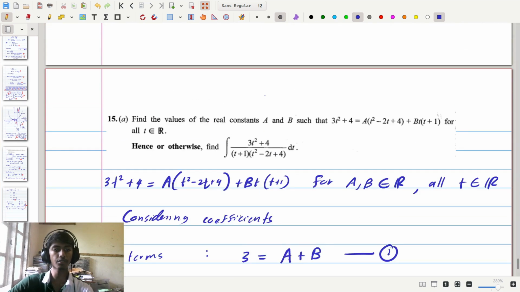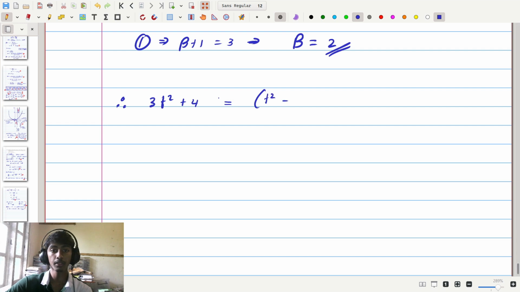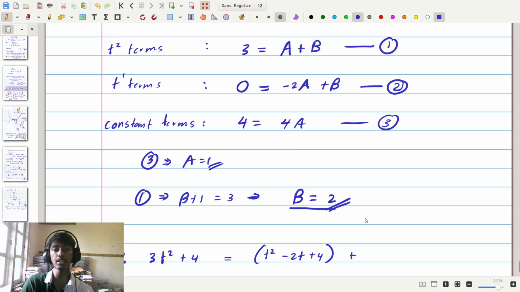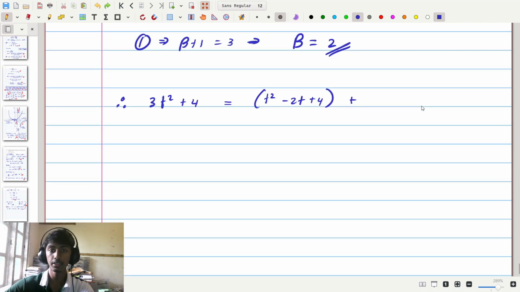Now what we can do is to take this original expression and substitute in capital A and capital B, and then try to divide by t plus 1 and t squared minus 2t plus 4 in order to get this thing right here in terms of partial fractions. So if we write that down, we can write 3t squared plus 4 on the left hand side is equal to A times t squared minus 2t plus 4, which will be 1 times that, which is just t squared minus 2t plus 4, plus, and then we have another term. That term has B equals 2, so we can write 2t times t plus 1.